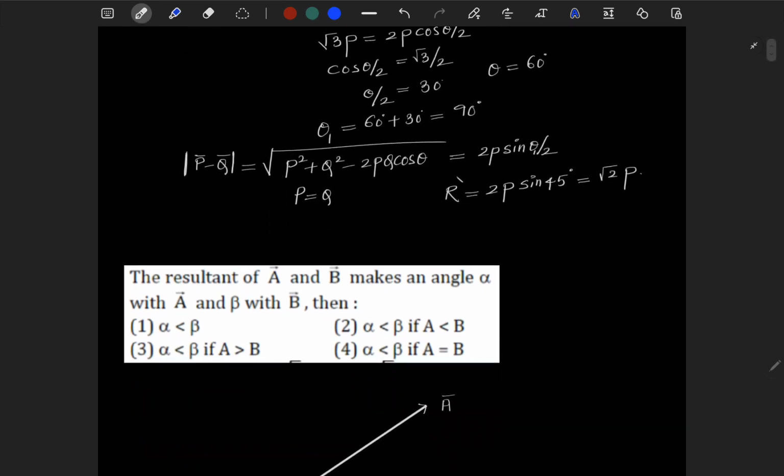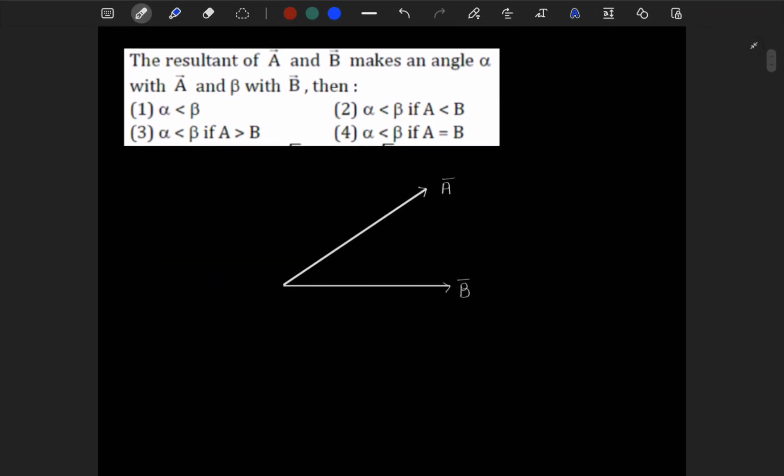So let's go to the next question. The resultant of A bar and B bar makes an angle alpha with A bar and beta with B bar. So we don't know what is the resultant, so let's say this is the resultant, R bar. The resultant of A bar and B bar makes an angle alpha with A bar, so this is alpha, and beta with B bar, so this is beta.